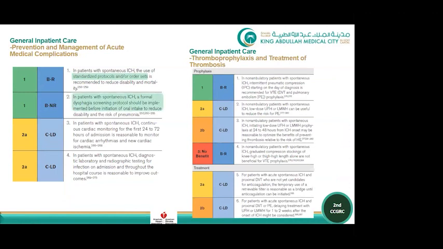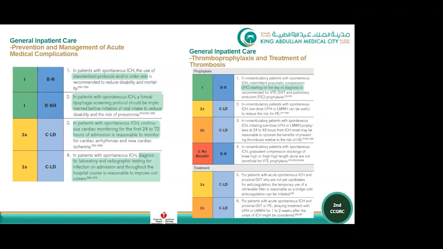So they also recommend that the units taking care of these patients develop a standardized protocol and order sets, perform a dysphagia screening protocol before administering any oral intake, and provide cardiac monitoring for the first 24 to 72 hours. Looking for infection as well is recommended.